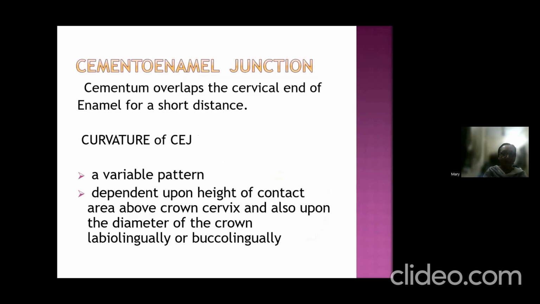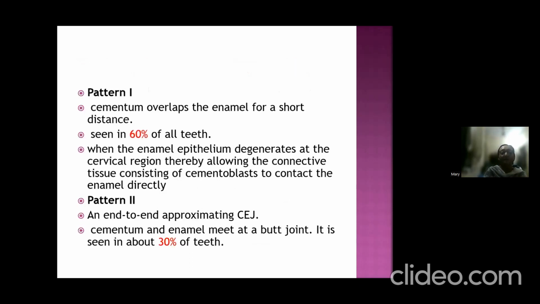There is another junction in the cementum besides the cemento-dentinal junction. This is the cemento-enamel junction. This is the portion of the tooth where the cementum overlaps the cervical end of the enamel for a short distance. It has a variable pattern dependent upon the height of the contact area above the crown cervix, and also on the diameter of the crown labiolingually as well as buccolingually. There are 4 patterns of the relation between the cementum and the enamel.